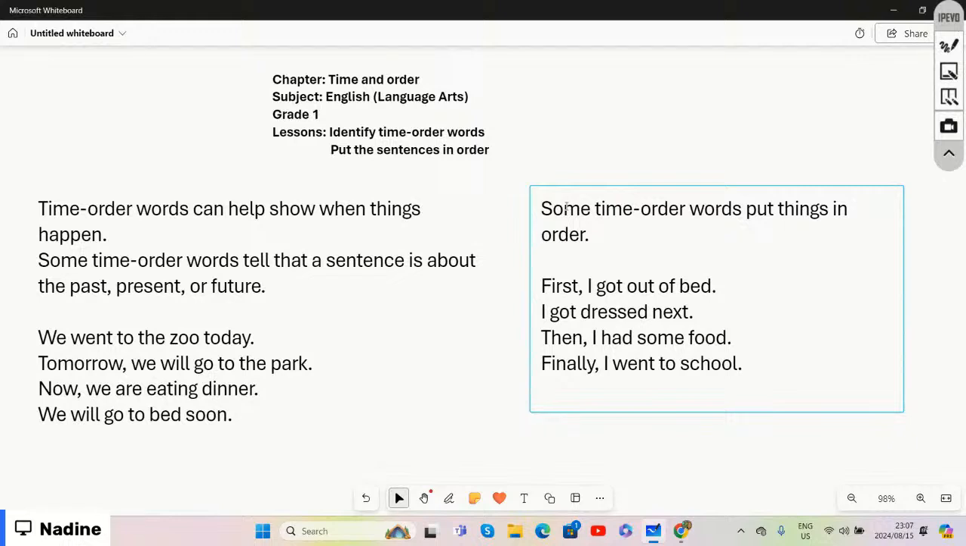So time order words can help show when things happen. And some of our time order words show that things are either happening in the past, in the present, or in the future.